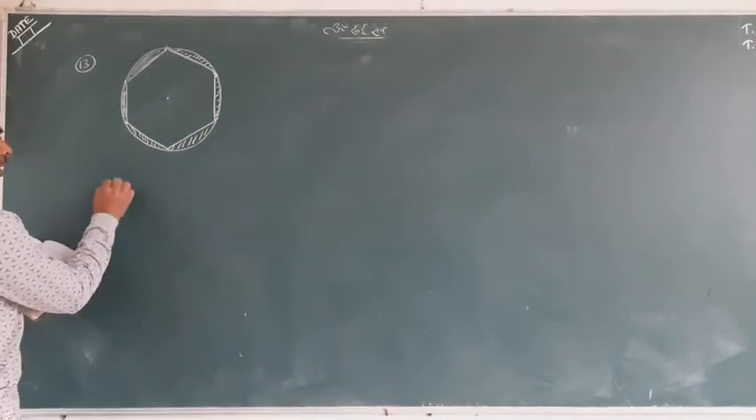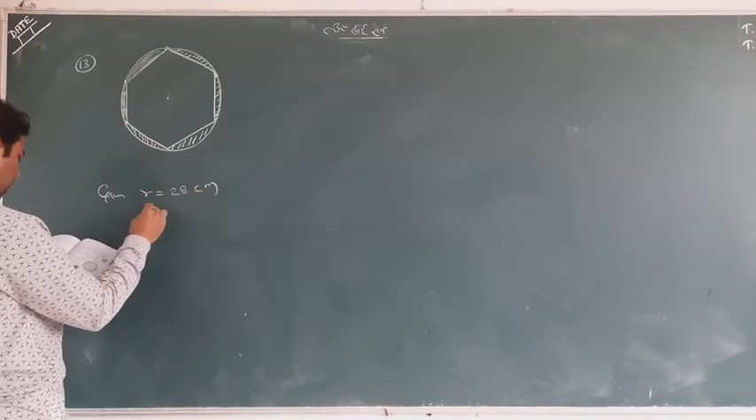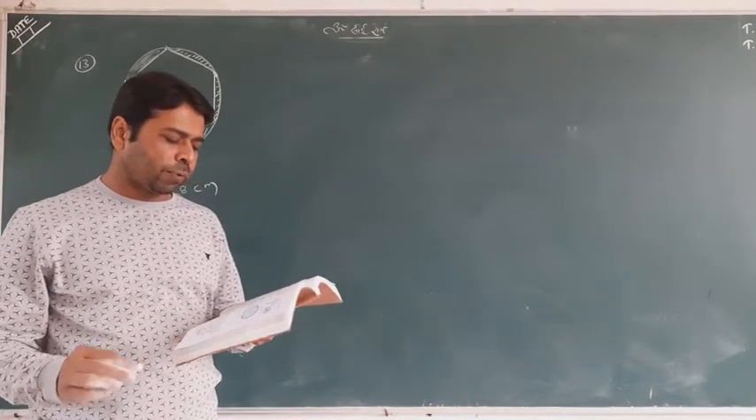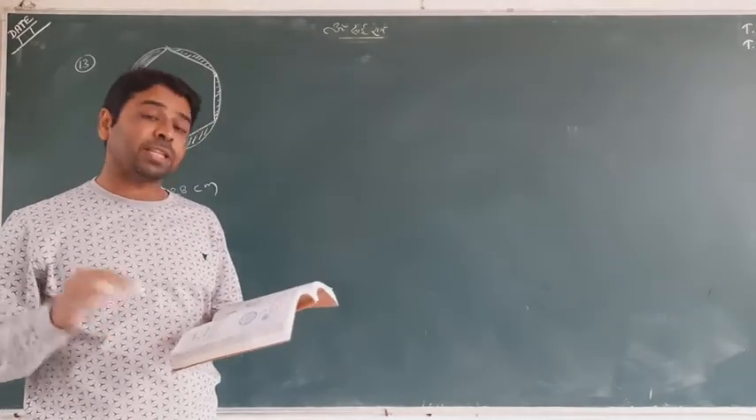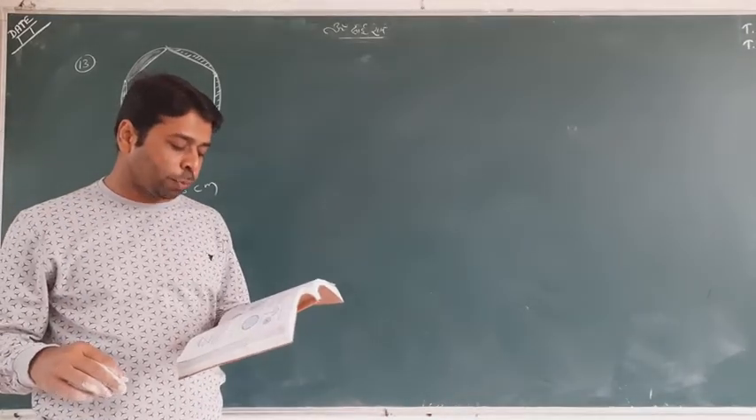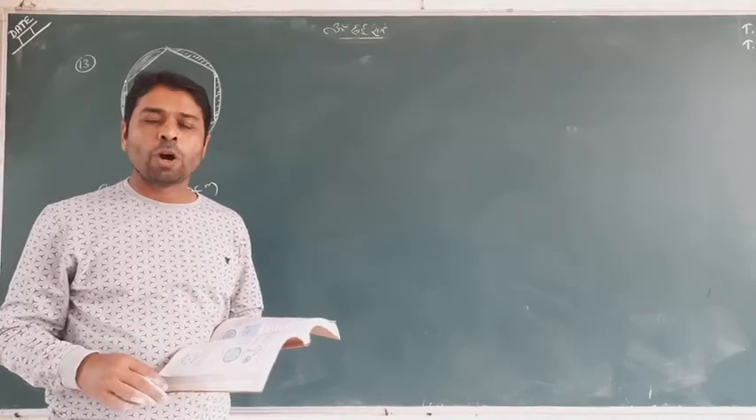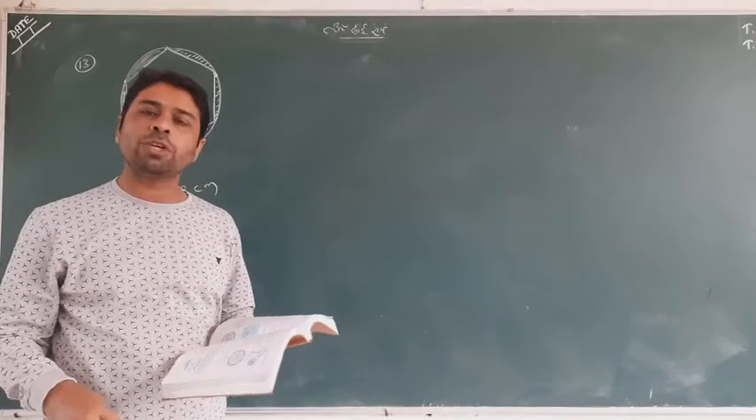Given that radius is 28 centimeter, find a round table cover has 6 equal designs as shown in the figure. Radius is 28 centimeter. Find the cost of making the design only at the rate of 0.35 rupees per square centimeter. We want to find the cost of design. The cost per square centimeter is given, 0.35 rupees.